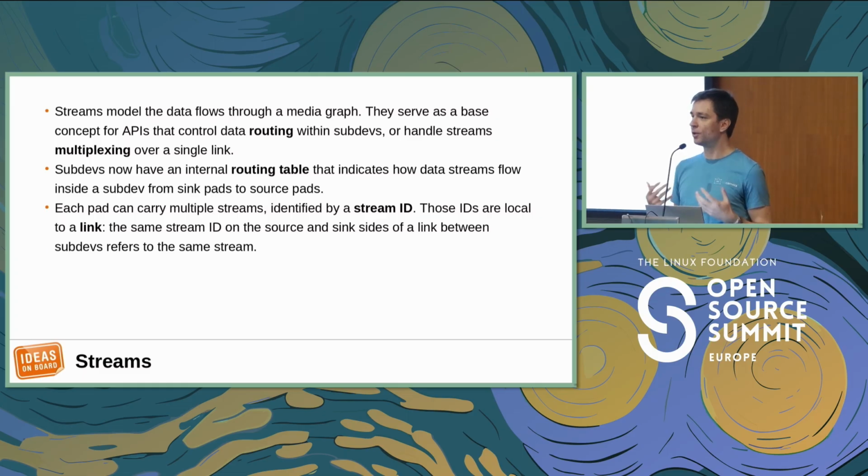As I said, we can multiplex streams over links, so each pad can carry one or multiple streams. And they are identified by just a stream ID. So the stream IDs don't have any particular significance. They're local to a link, in the sense that if you look at a link between two subdevs, connecting two pads, if you have multiple streams going over that, the stream that's number 3 on one side of the link is going to be the same one that's number 3 on the other side of the link. But that's it.